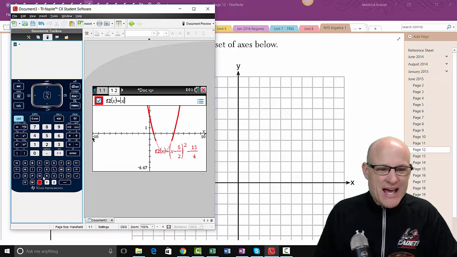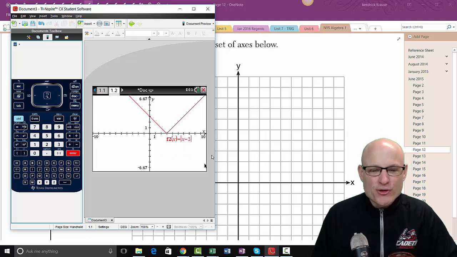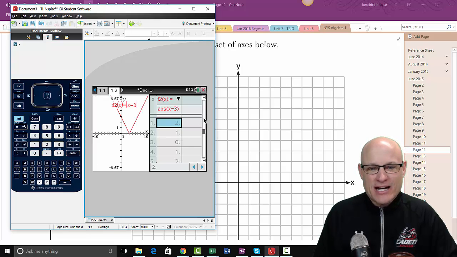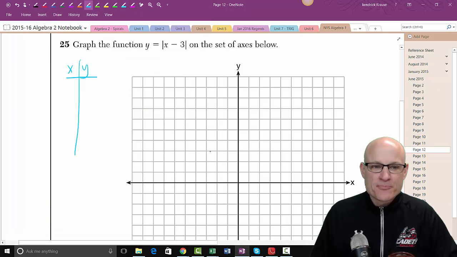X minus 3, X minus 3. You hit this, it looks like that. Make sure your graph looks like that. You can get into the table, Control T, and get into a table of values. I'm not going to copy those down for you, but you could do that. What you need to know is it's going to come here, and then because it's an absolute value, it's going to look like a V.